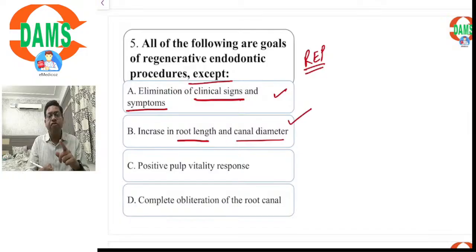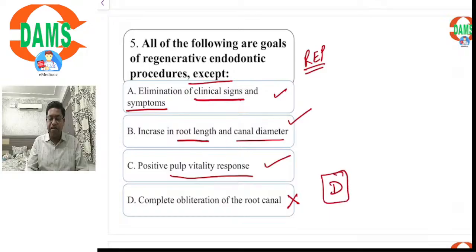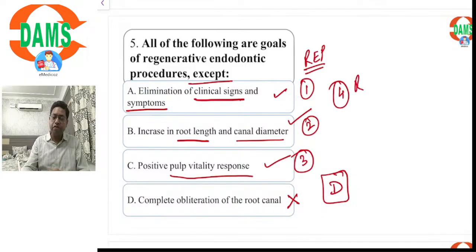This goal is not possible with conventional treatment, that is apexification. Apexification would simply form an apical calcific barrier. There would be no increase in the length and thickness of the root canal wall. Positive pulp vitality response. Although it is very difficult to achieve, yes, this is one of the goals because we are talking about regenerative endodontics, meaning the pulp should regenerate in a non-vital tooth and it should become responsive to pulp vitality testing methods. Complete obliteration of the root canal, definitely this is not the goal. We do not want the root canal to become obliterated or obstructed. So option D would be the answer. This is not the goal of regenerative endodontic procedure. So 1, 2, 3. And what is the fourth goal that we normally advise is resolution of periapical pathology.